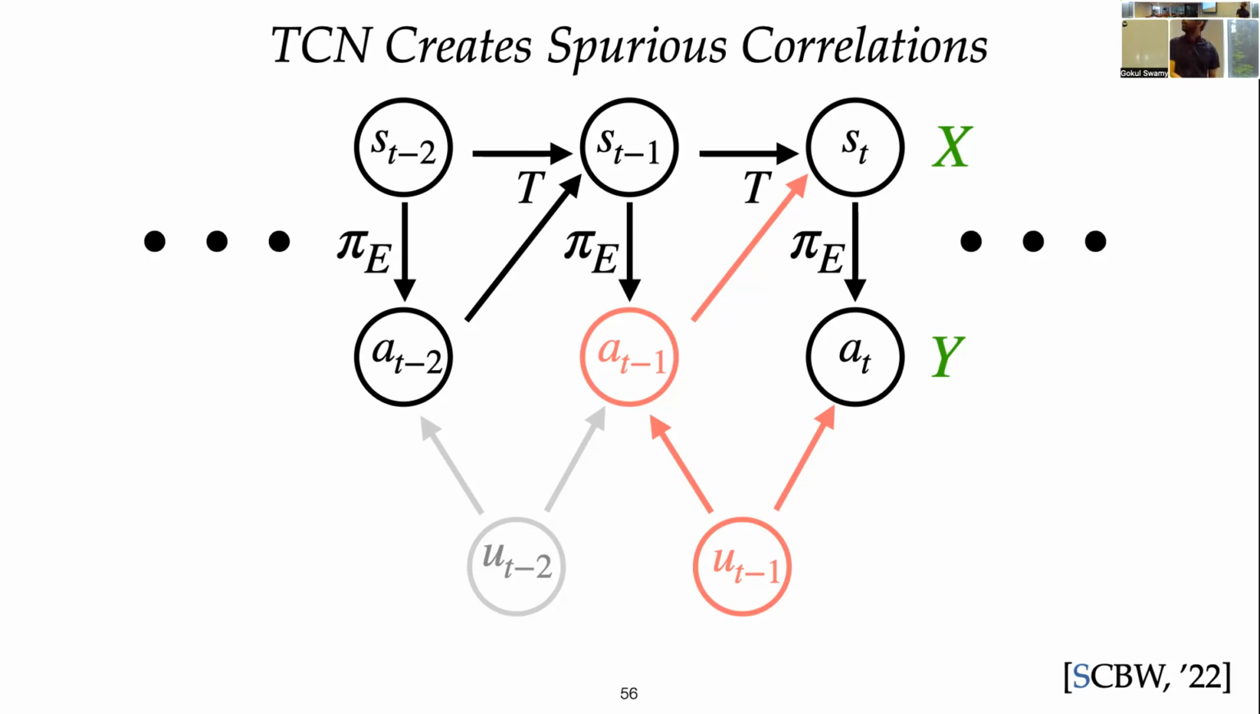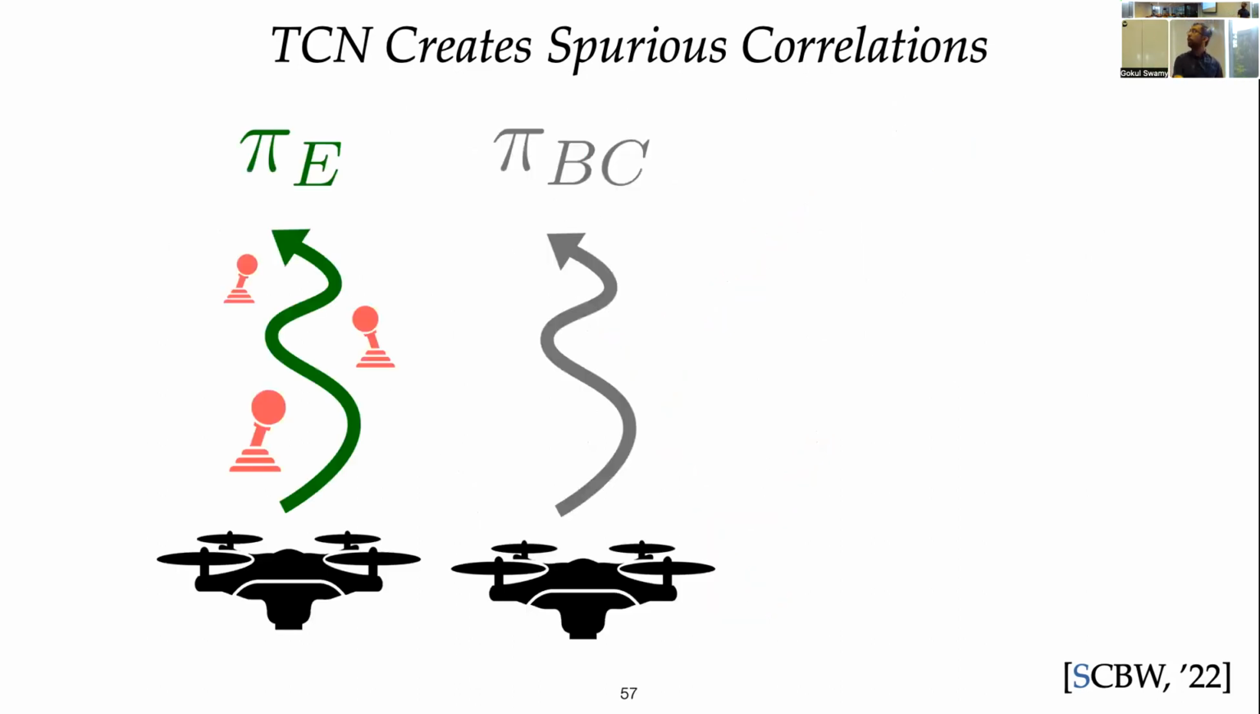So then the learner can latch onto these various correlations and try to explain it away by misattributing the swerviness to some element of the state. And this is what leads to behavior cloning failing.